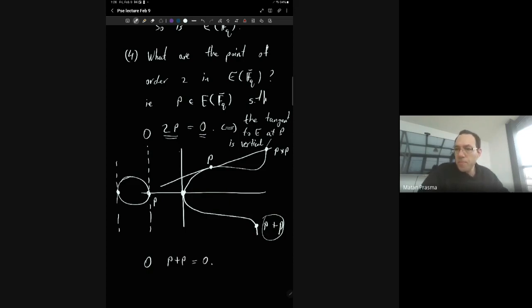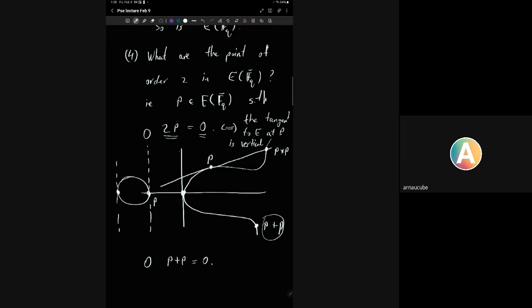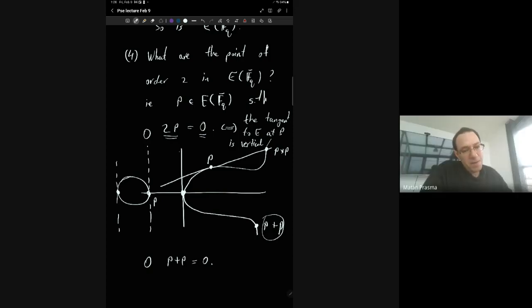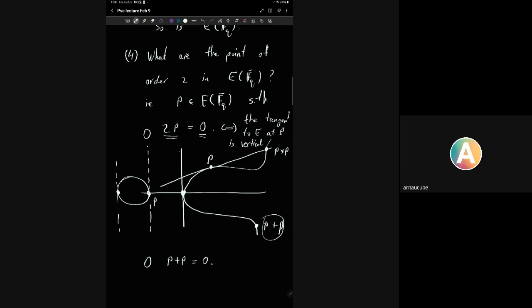One question. So the tangent needs to be vertical at P or at 2P? At P, and then 2P will be 0. Okay. Thank you.